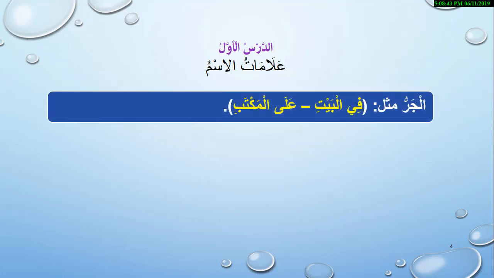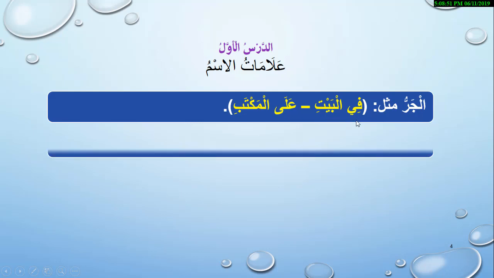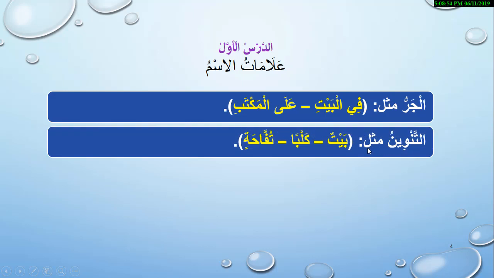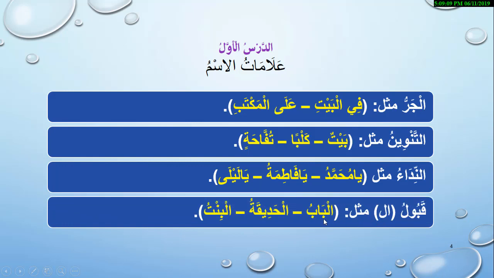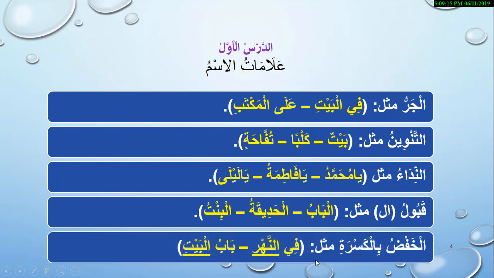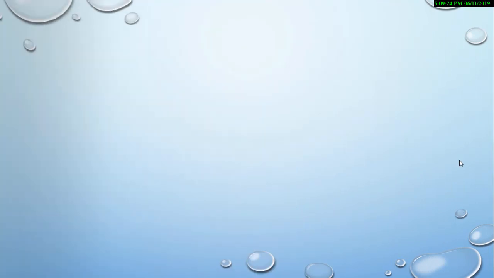And even though there are signs like al-jar. So if you see any preposition before a word, it must be ism or noun. At-tanween, any word with tanween, so it's ism. النداء, any noun with ya or a before it, like O Muhammad, O Fatima, O Layla, is ism. قبول al, it accepts al, like al-bab, al-hadiqa, al-bint. الخفض بالكسرة, it has kasra in the end, like في النهر، باب البيت. Okay, so الجر, التنوين, النداء, قبول al, الخفض بالكسرة. The verbs or الأفعال don't accept these signs.